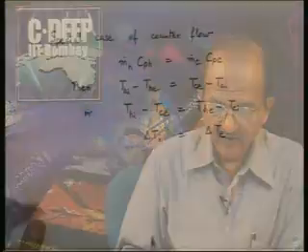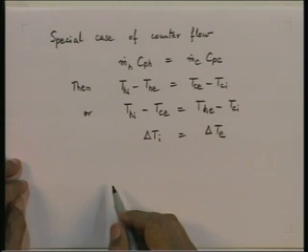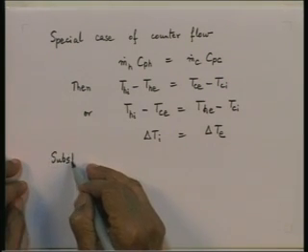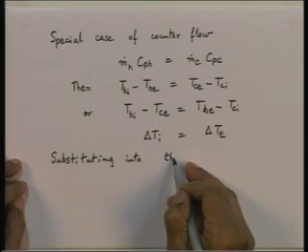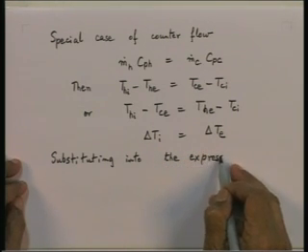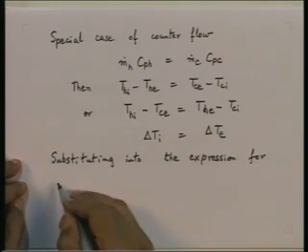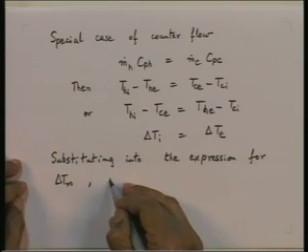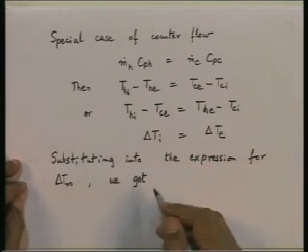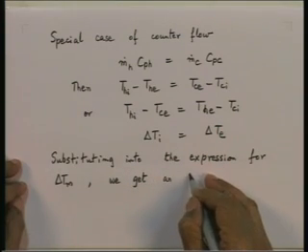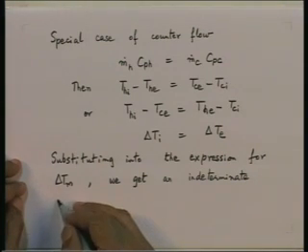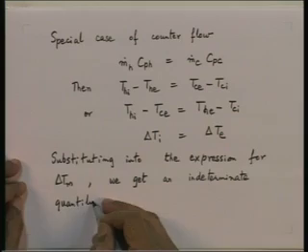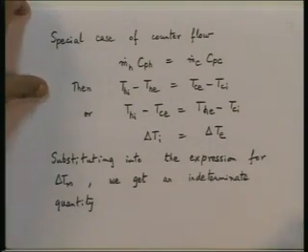Now, if I substitute into my expression for the mean temperature difference that delta Ti is equal to delta Te, we get, you can see straight away without even my substituting it on paper, an indeterminate quantity. You will get 0 upon 0. So, what do we do if you have a situation like this?